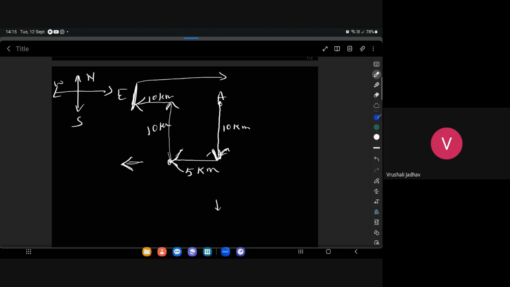15 kilometers. Because see, this is 10 kilometers already, as given in the question. And if you join this line, see this is 10, this is 10, this is 5. So this line is parallel to this one, so this is 5 kilometers. 10 plus 5, 15 kilometers. From this point where he has reached, if you want to come back to his home, he has to travel 15 kilometers. Any doubt?